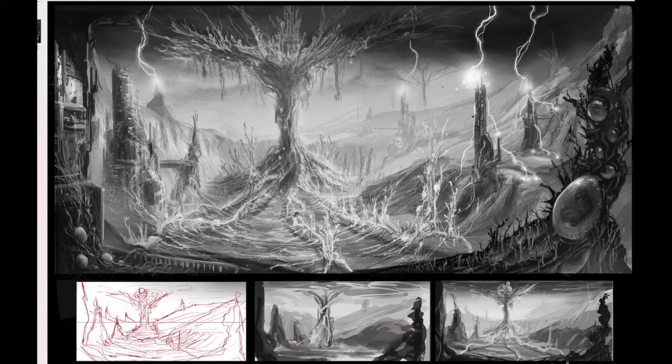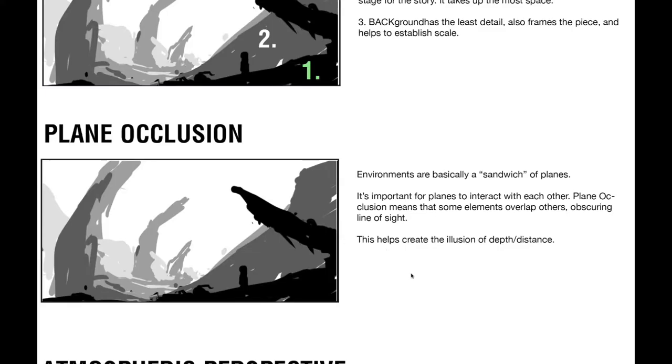Now, in the background, we've also got hills and mountains and more buildings to give us a sense of how far away this is. This building can be found here and here. Plane occlusion. To occlude means to impede line of sight. It means you can't see behind something. Something's getting in the way.